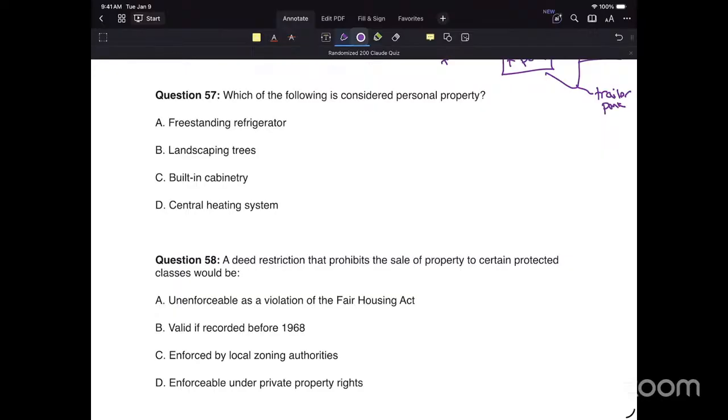But this is a pretty, I'm not going to say easy, because if you're just starting out, then you may not know what personal property is. It's anything that's not real property, anything that's not attached to the real property. Landscaping trees are in the ground. If you turn the world upside down, the tree is still going to be there, just hanging upside down. Same with the cabinetry. And the central heating system is usually bolted into the ground as well. So our answer for this is A, freestanding refrigerator.